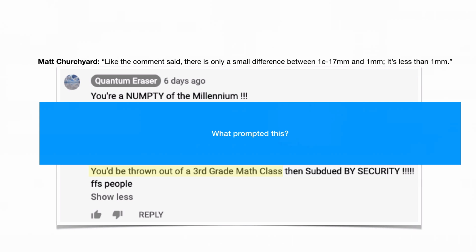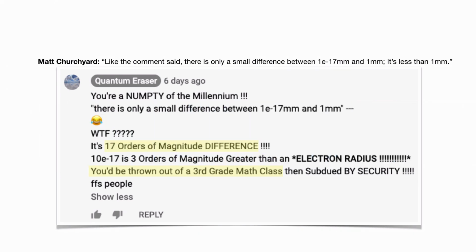So what prompted this outburst by Quantum Eraser? Matt Churchyard, in part of his comment, said something like, there's a small difference between 10 to the negative 17 millimeters and 1 millimeter. The difference is less than 1 millimeter. Quantum Eraser's response is crying, laughing, WTF. It's 17 orders of magnitude difference. Now, we understand that doesn't make any sense. You can't have orders of magnitude difference. Difference means subtraction, period. So somebody would get thrown out of a third grade math classroom.